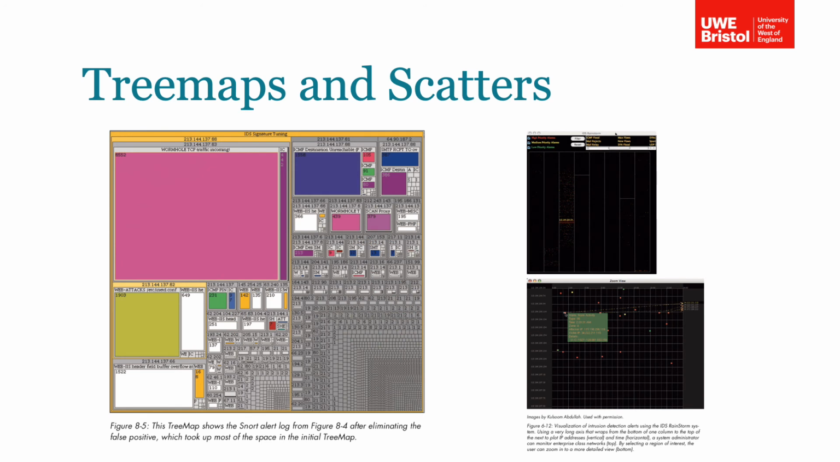Tree maps were discussed earlier, and here we see snort alerts mapped against a tree map to show the volume of alert types where alerts will naturally exist as part of a group or within a hierarchy.